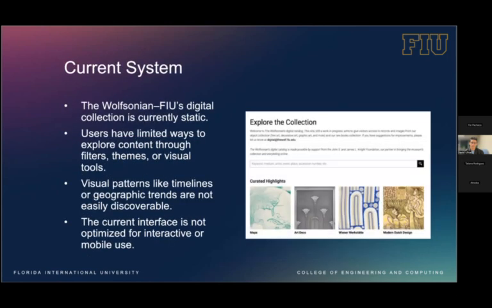The current digital Wilsonian FIU collection is static and allows for limited user interaction in data insights. Users can currently explore the collection by typing in keywords and filtering by year, location, etc., but it is still very limited. Visual patterns like timelines or geographic trends are not easily discoverable, and the current interface is not optimized for interactive or mobile use. This is what our application aimed to improve.